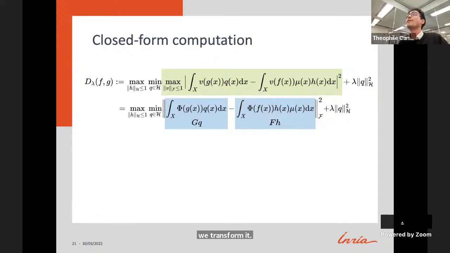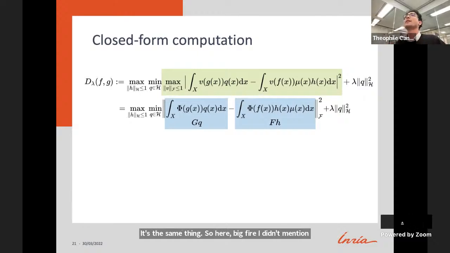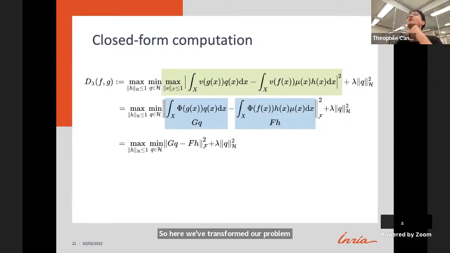Here, big phi, which I didn't mention, is for those who are familiar with kernels, the kernel feature map, right? That defines big F, and so defines the small v functions we had before. So here we've transformed our problem to a generalized least squares problem that we know how to solve, right? It's a problem in Q. It's like if you have least squares regression with matrices, and we can solve it in the same way. That's what I just wrote below.